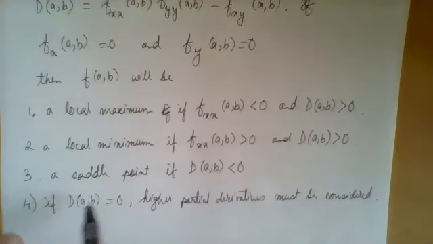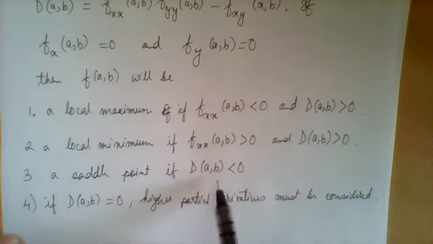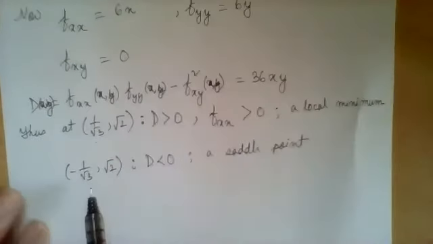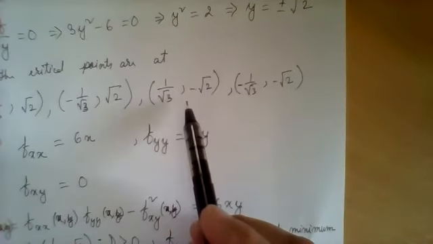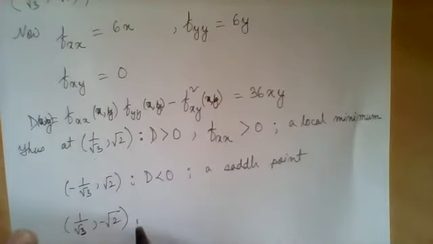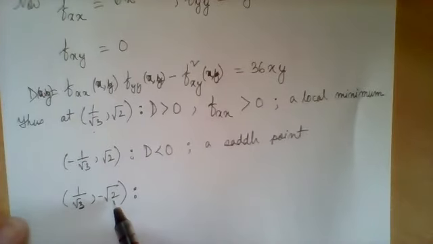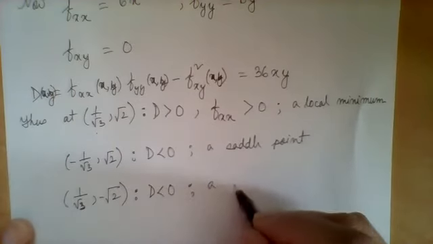F of a, b will have a saddle point if D of a, b is less than 0. So here at this point D is less than 0. Therefore, this point is a saddle point. Now let us look at the third point, 1 by root 3 and minus root 2. Here again D is 36xy, x is positive, y is negative, therefore D is negative. So D is again negative, therefore this is again a saddle point.